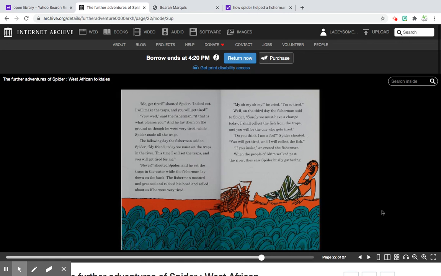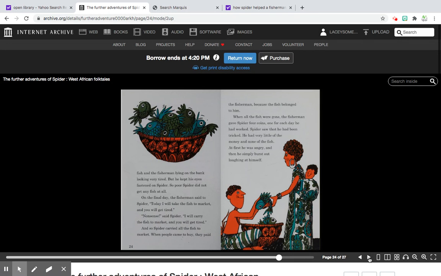And when the people of Akeem walked past the river, they saw Spider busily gathering the fish and the fisherman laying on the bank, looking very tired, but he kept his eyes fastened on Spider. So poor Spider did not get any of the fish. And on the final day, the fisherman said to Spider, Today I will take the fish to market, and you will get tired. Nonsense, said Spider. I will carry the fish to market, and you will get tired. And so Spider carried all the fish to market.